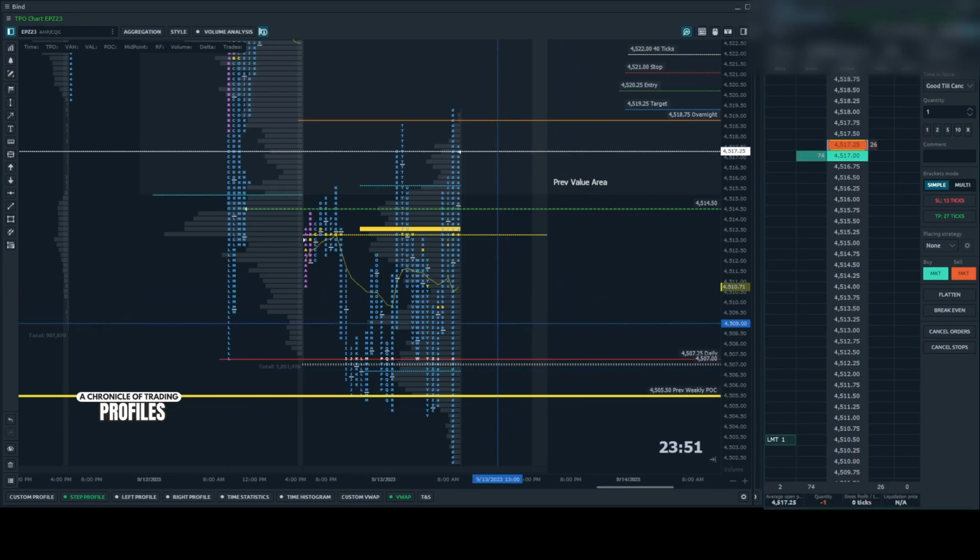So that got me in the market. I'm looking for a rotation back to this value area low down here. We'll put it at about 508 just to front run that.